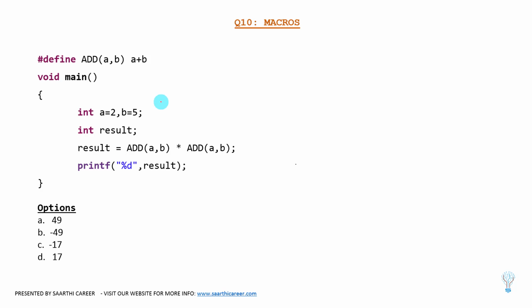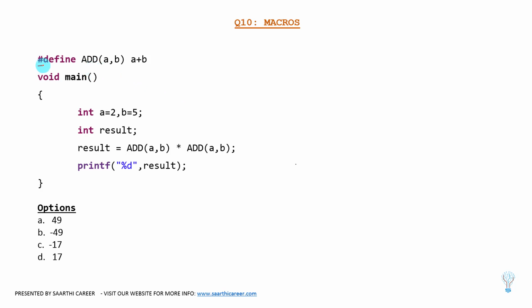Now a macro is a name given to a piece or a block of code or to a value. So whenever in our code the name of the macro is seen, it is replaced by the exact same piece or block of code or by the value. So now let's look at this question and try to understand what I just said.